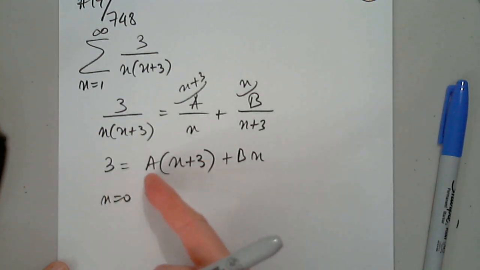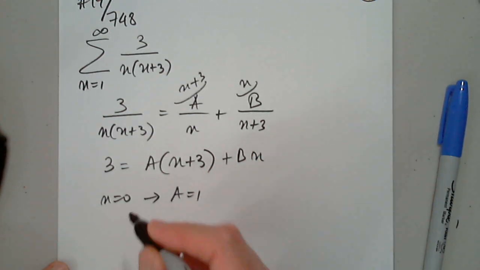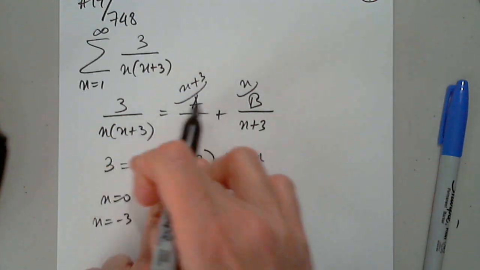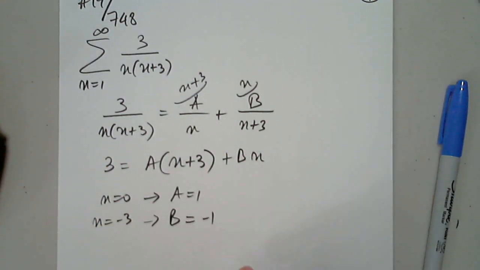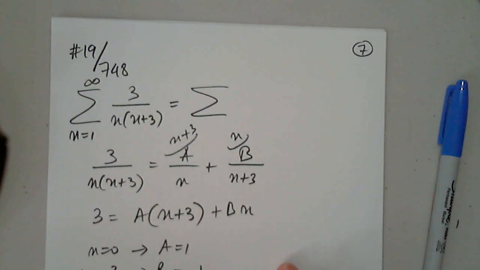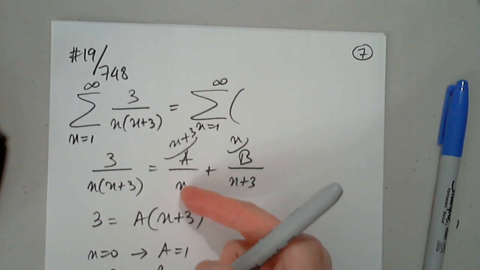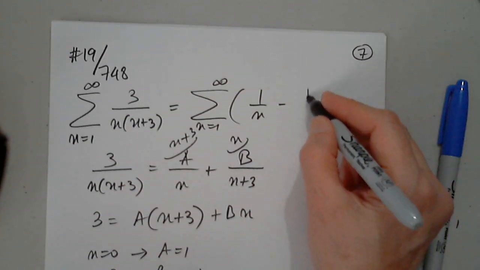Good, so we make n equals 0. If n is 0, then 3 equals A times 3, so then A equals 1. And we make n equals -3. This disappears. 3 equals -3B, so B equals -1. So then we can decompose the sum from n equals 1 to infinity into 1 over n minus 1 over n+3.